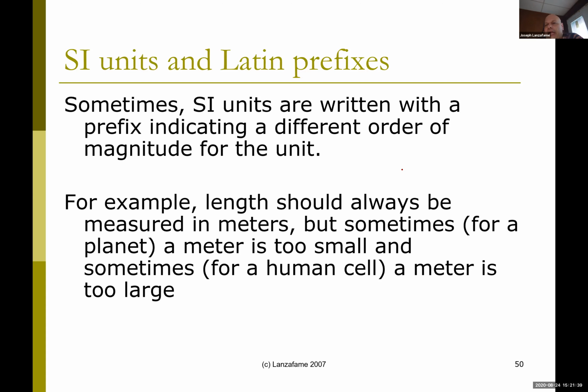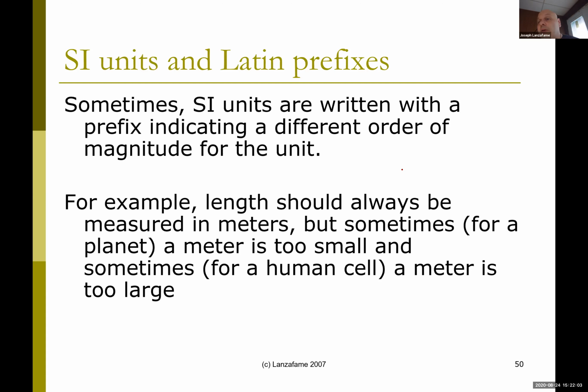On the other hand, a planet is much bigger than me. I could still measure it in meters, but I need a whole lot of meters. On the other hand, if I measured something like a human cell, or the thickness of a human hair, it is way less than a meter. And so it would be a tiny, tiny fraction of a meter. And so you can do that with zeros, right?